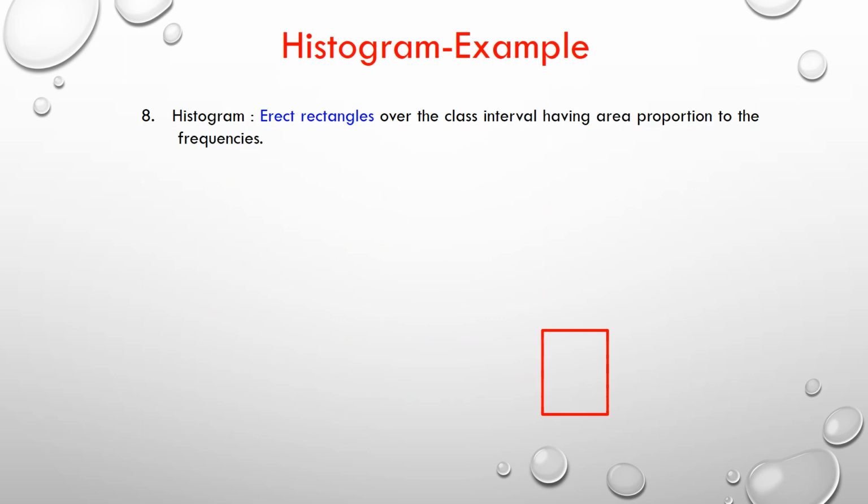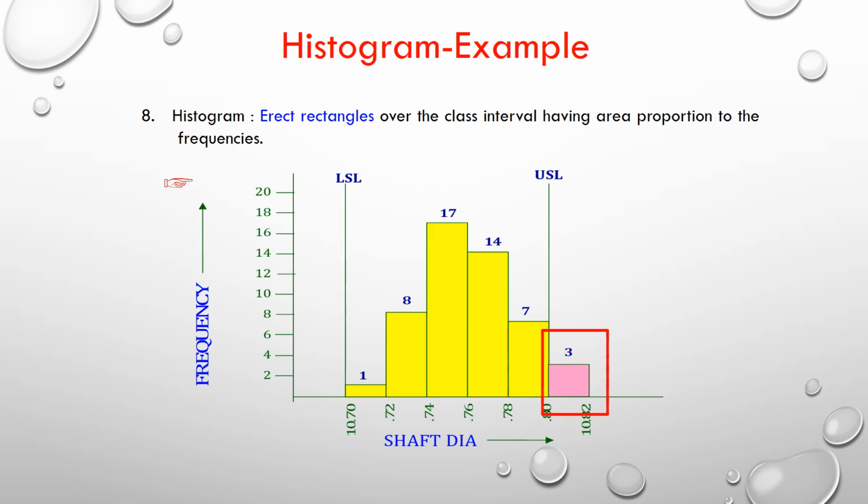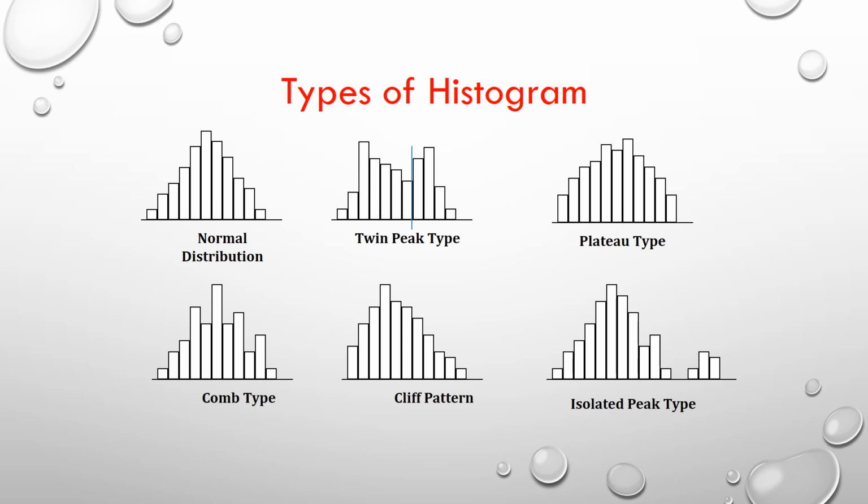Next step, make a histogram chart, considering the shaft diameter range values on the x-axis and frequency on the y-axis. If you closely analyze the histogram, you will find 3 data points fall above the upper specification limit, USL.